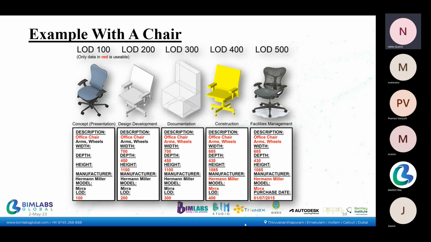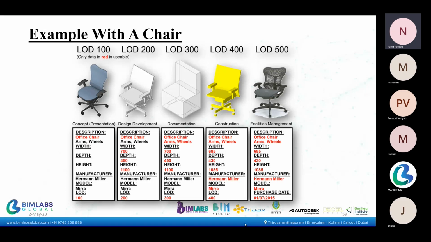When it comes to LOD 300, the documentation will come. We'll know that it's an office chair with arms, wheels, along with width, depth, height, and all. Then much more details will be added. When it comes to LOD 400 drawings, it is the construction stage. Using LOD 400 we do the construction work, and additional details like the manufacturer and the name of the model will be added.